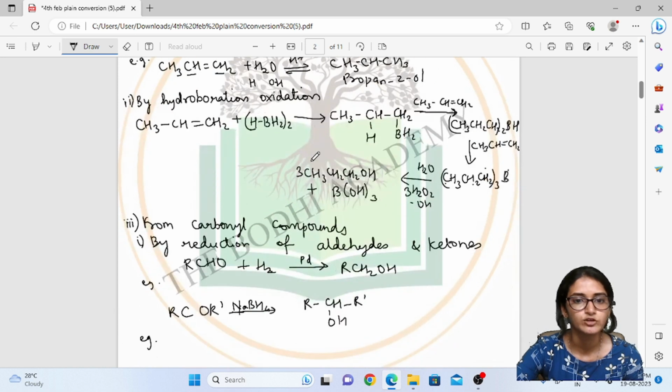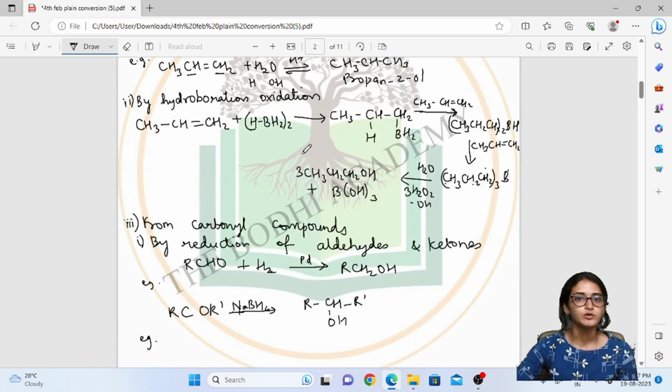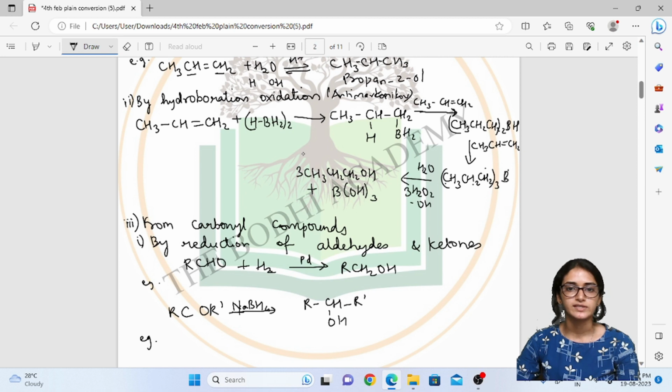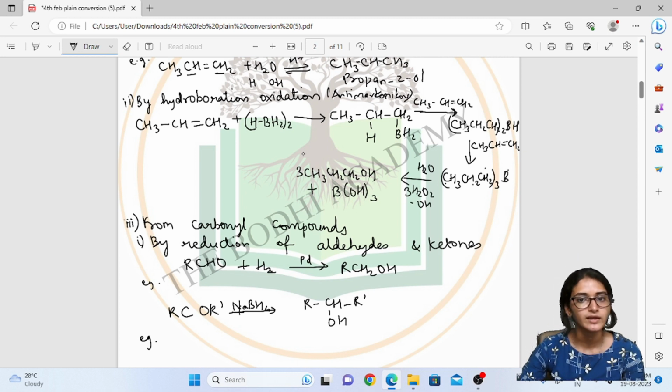Now next is hydroboration oxidation. In hydroboration oxidation, what we are doing, we are taking an unsymmetrical alkene with a diborane compound. Diborane is split into two, that is a positive ion and a negative ion. So when we add this diborane to the alkene, what happens? Here this will follow the anti-Markovnikov rule. A compound follows the anti-Markovnikov rule whenever there is the presence of peroxide. So here we are using peroxide, so the effect will be anti-Markovnikov.